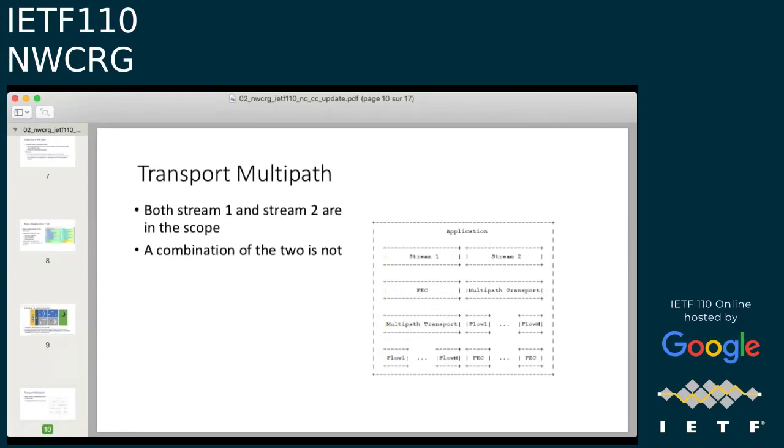But basically, what we want to say is that an application may be composed of several streams, and we do not consider the impact of multi-streams and how they interact with each other. That being said, we may have a FEC above a multipath transport composed of different subflows, and we may also have FEC below a multipath transport, but in this case it applies to the single flows, not to a combination of the flows.